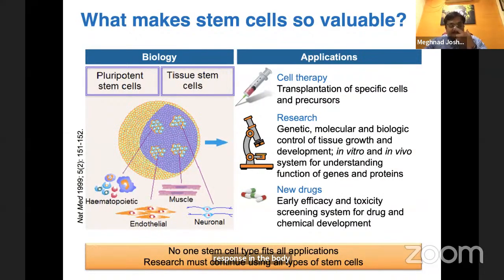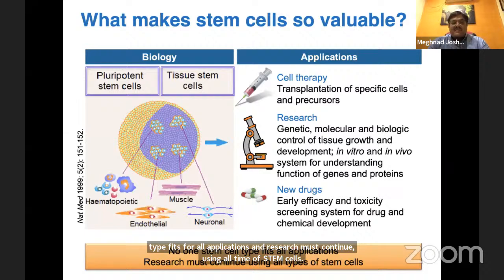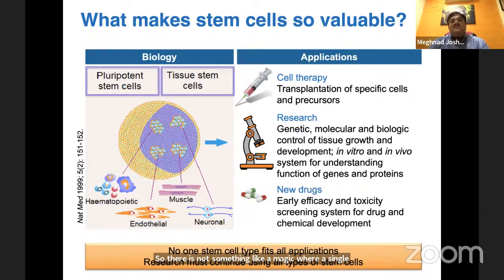To summarize this slide, no one stem cell type fits all applications, and research must continue using all types of stem cells. So there is no magic where a single stem cell is able to carry out a lot of functions. Depending upon the disease and the application, the types of cells differ, and it can be achieved by a customized protocol.